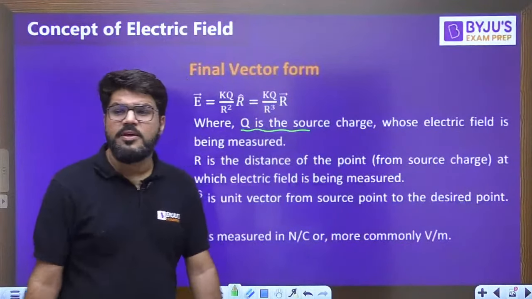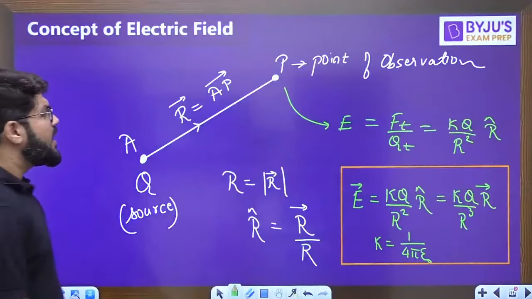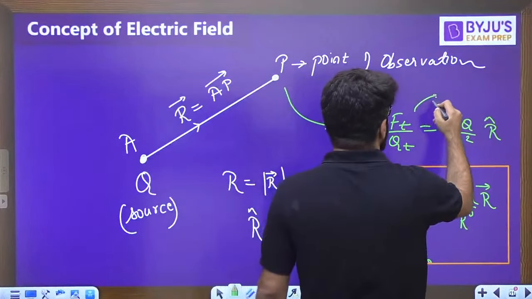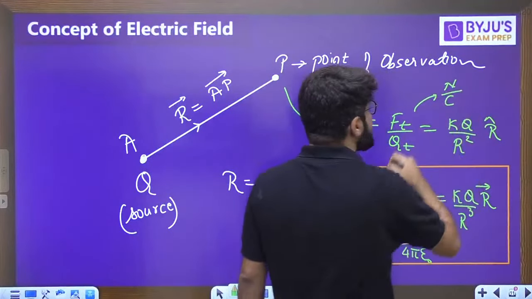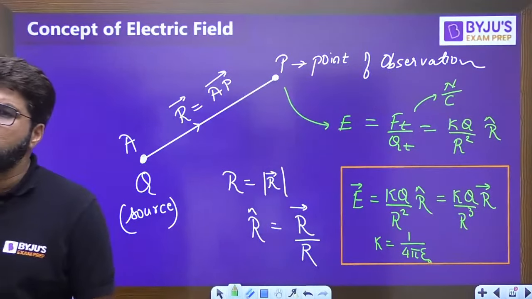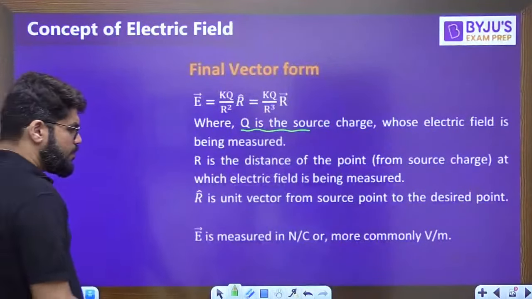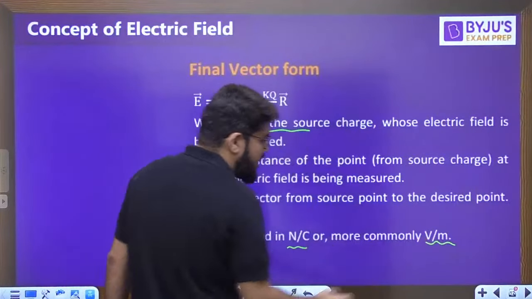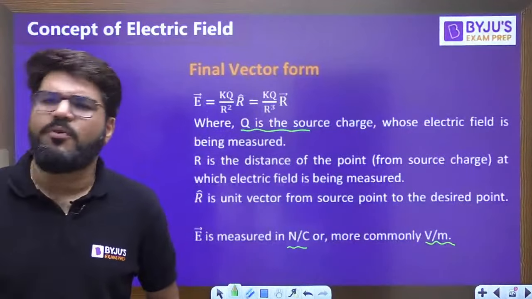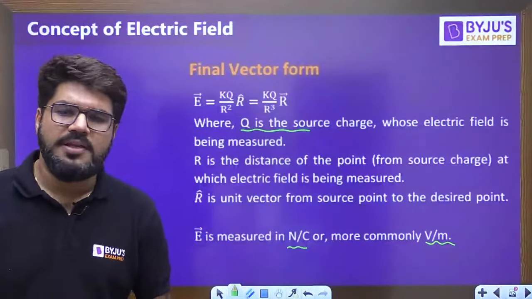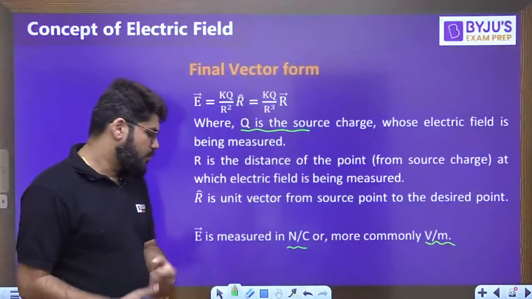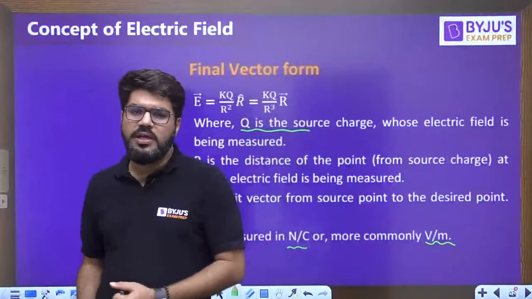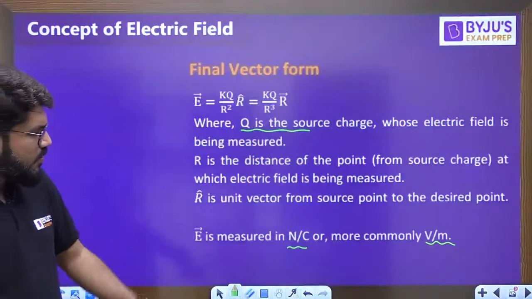Electric field. Now what should be the unit of electric field? Very simple, sir. Electric field is force per unit charge. Force is measured in newtons, charge is measured in coulombs. So one of the units of electric field is newton per coulomb. More commonly the unit of electric field is volt per meter. Sir, why? You will understand the volt per meter reason when we go to the electric potential class. So electric field is newton per coulomb or volts per meter.